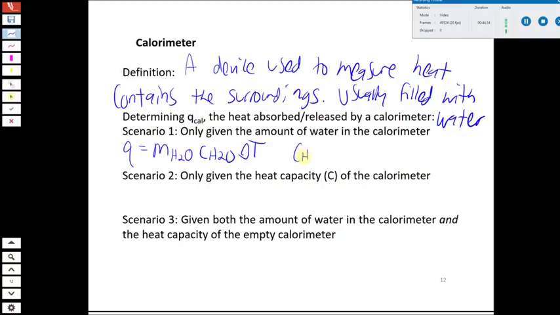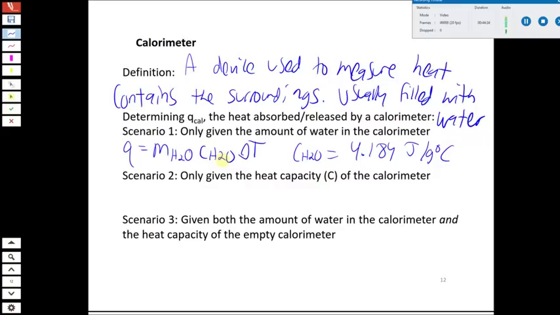And again, the heat capacity of water is 4.184. So if all we're telling you in the problem is that you have a calorimeter filled with this much water and the temperature changes by this much as part of the reaction, whatever's happening, you just use mCΔT, and you just have to use the mass of water that's present to calculate heat.